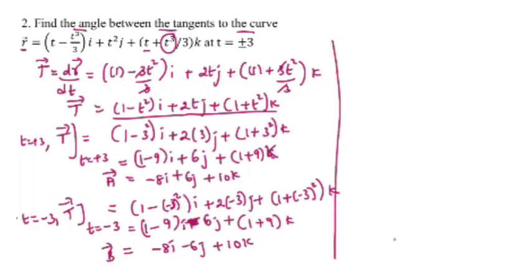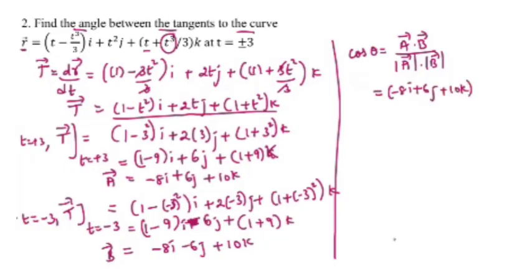So now they are asking you to find the angle. So the angle formula is cos theta equals a vector dot b vector divided by magnitude of a vector into magnitude of b vector, that is mod of a vector into mod of b vector. So we can write this as a vector is what we have, minus 8i plus 6j plus 10k, dot, the other one is minus 8i plus 6j plus 10k.